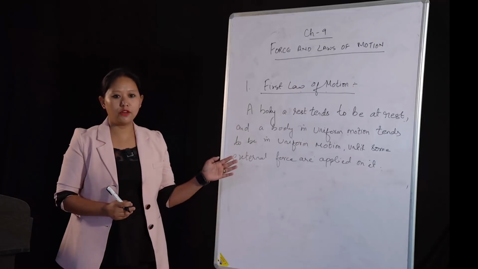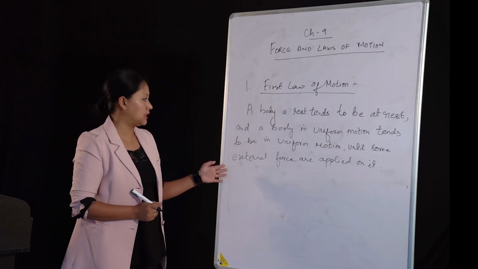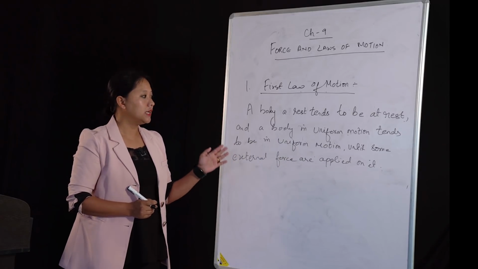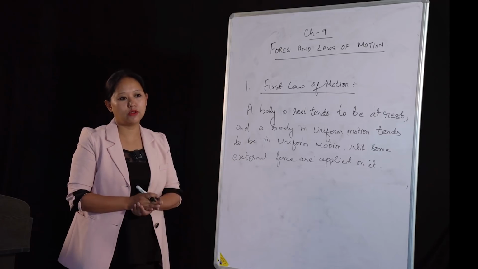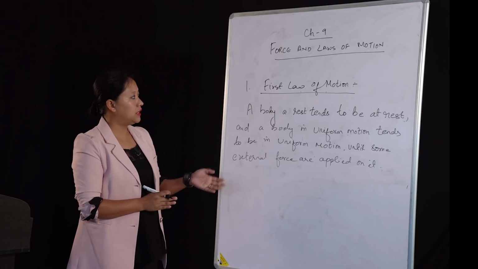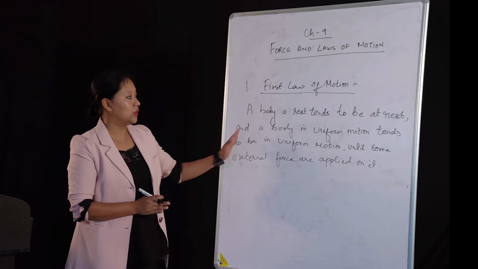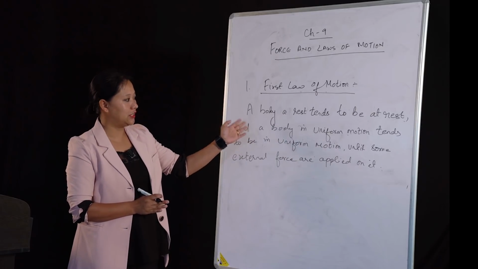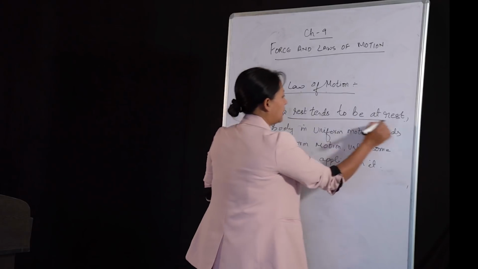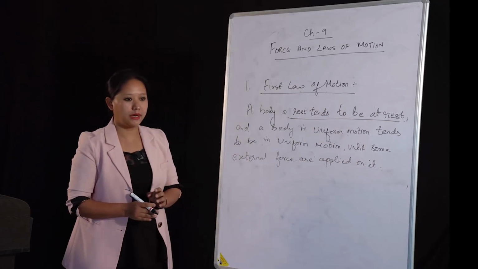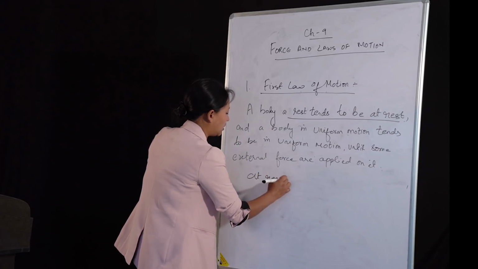So Newton's first law of motion states that a body at rest tends to be at rest, and a body in uniform motion tends to be in uniform motion until and unless some external force is applied on it. That means Newton's first law of motion talks only about uniform motion. So let us divide this definition into 2 parts. The first part is a body at rest tends to be at rest. What do you mean by that? At rest means which is not moving.